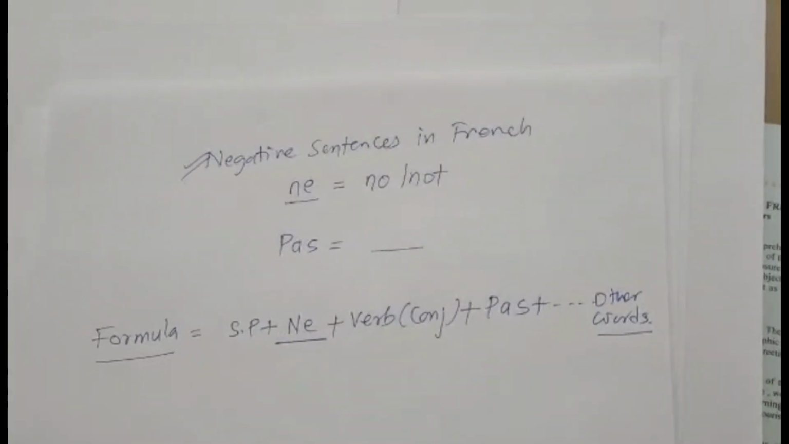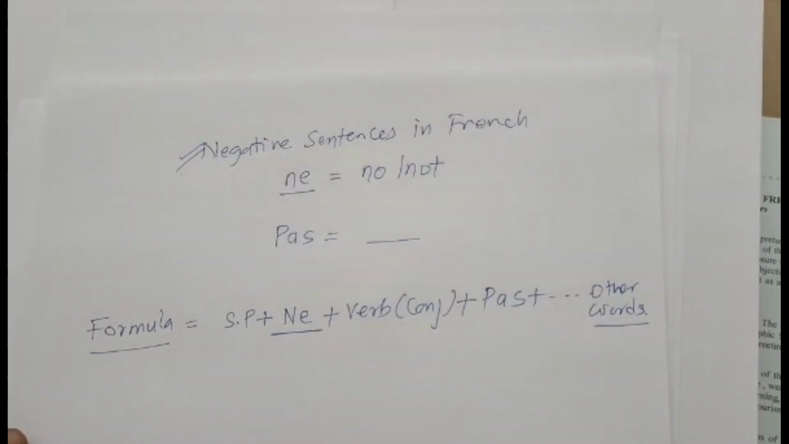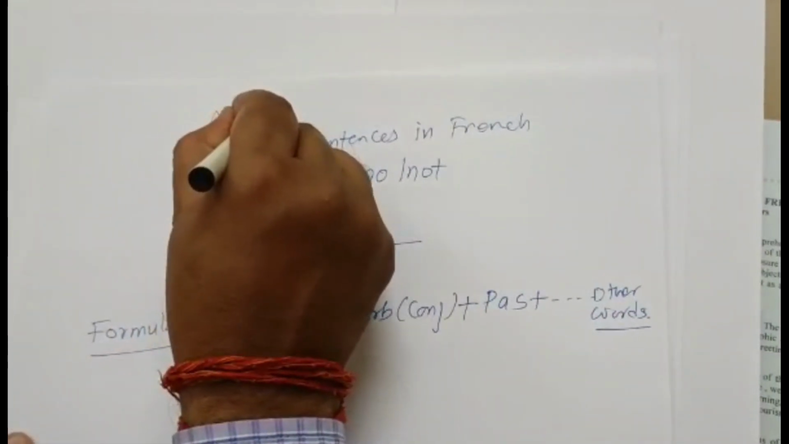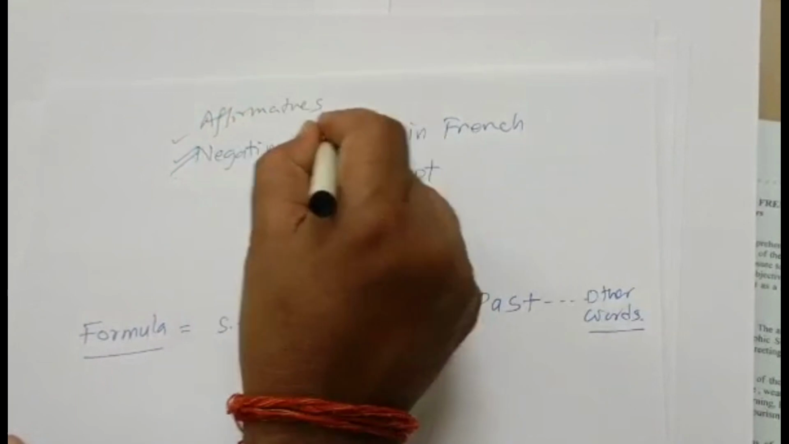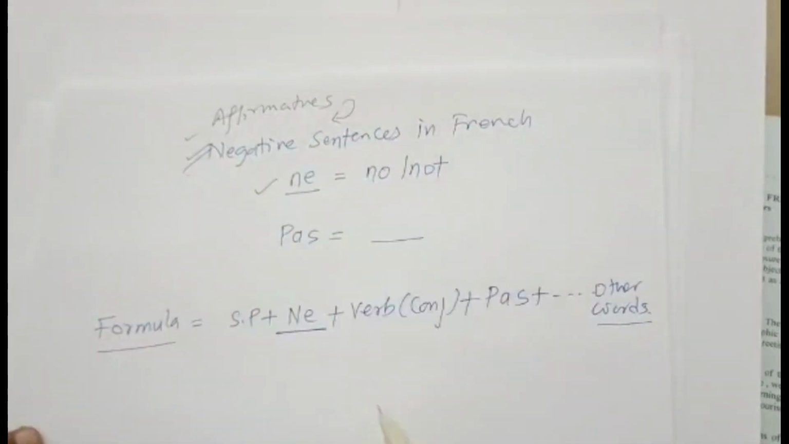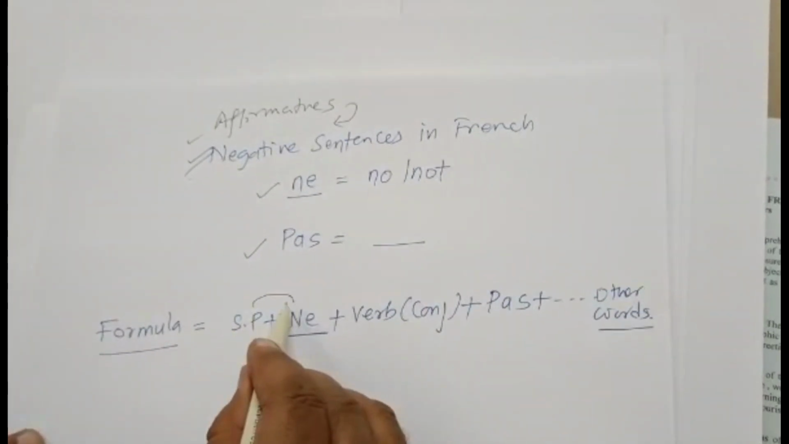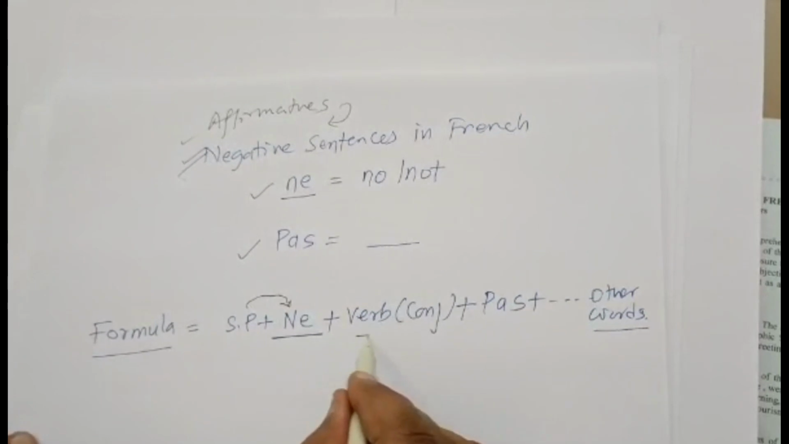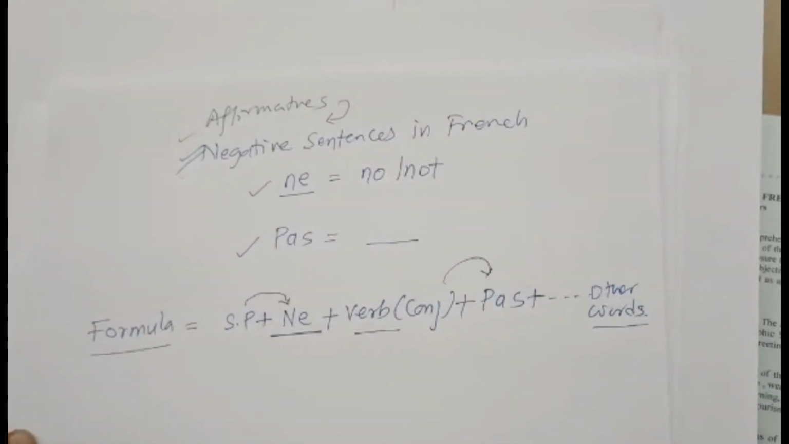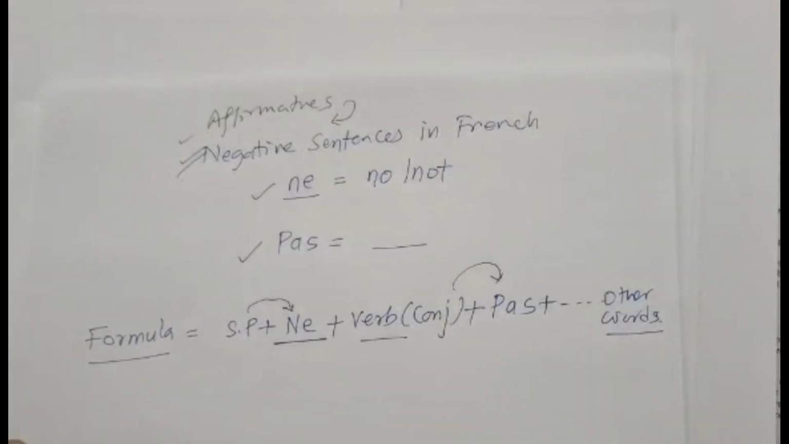So this is basically a formula by which we can ensure that any affirmative sentence becomes a negative sentence for sure. Again I am going to repeat it. Ne is to be used immediately after the subject pronoun, and pas is to be used immediately after the verb, which is the conjugated verb form.